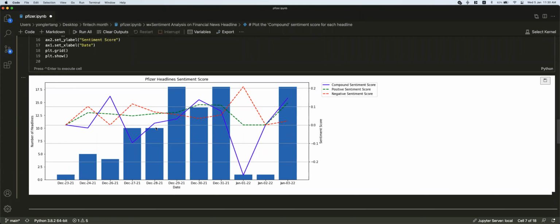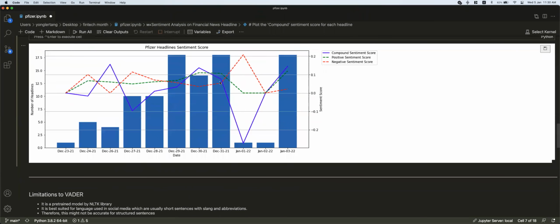As you can see, during January, there's a dip for the first 2 days. But that's fine because there's only like 1 or 2 news headlines for those days, and that's probably why it has such a sharp drop.